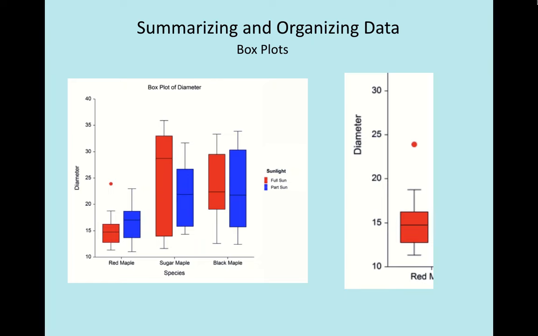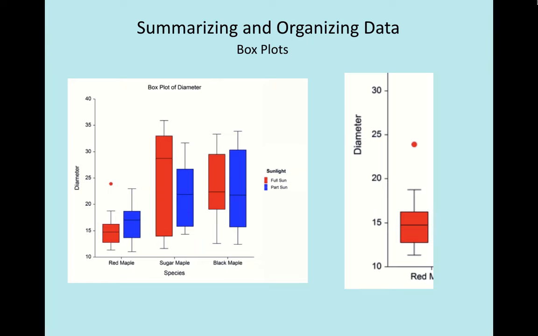The top of it represents the 75th percentile. 25% of the people got a higher score. 75% of people got a lower score. The bottom of this red box represents the 25th percentile. 25% were lower, 75% were higher. So this is the 25th percentile, 75th percentile. So that's the interquartile range, the middle 50%.